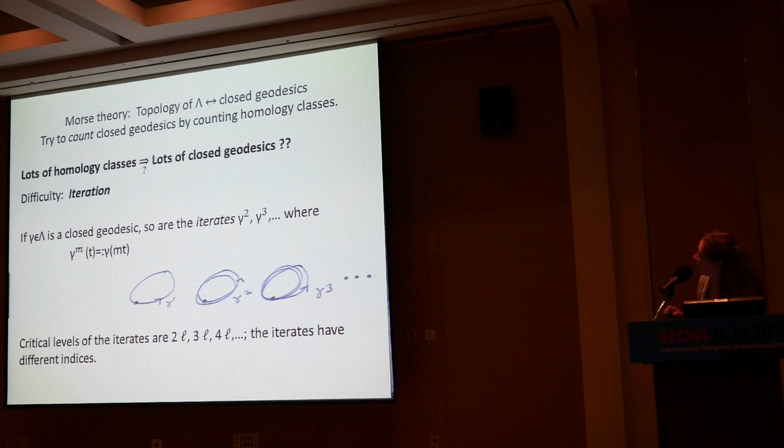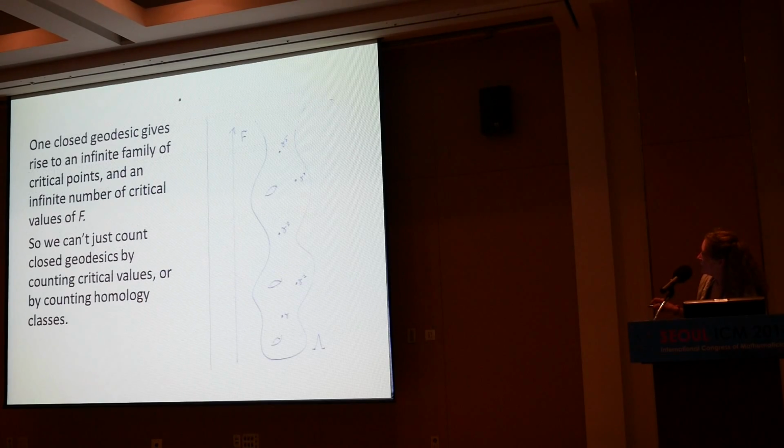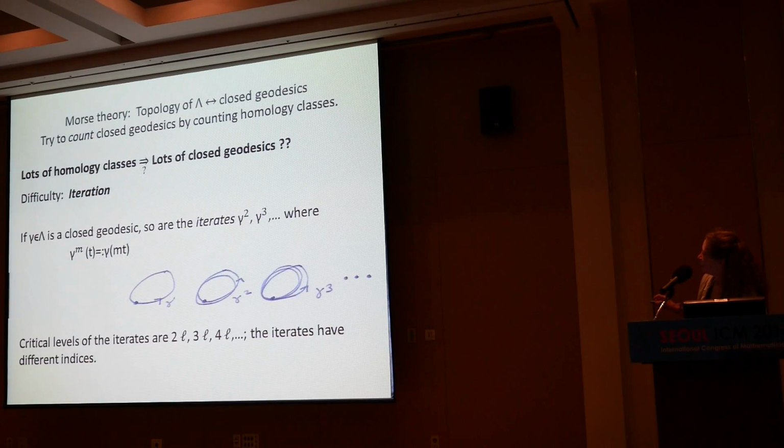So if we have a homology class, we can get out of it a critical level, a closed geodesic. Can we then try to count closed geodesics by counting homology classes? Now, this lambda is a big space, an infinite dimensional manifold, there's lots of independent homology classes, so you might think lots of homology classes, lots of closed geodesics, but there's a problem with that. And this is the problem of iteration.